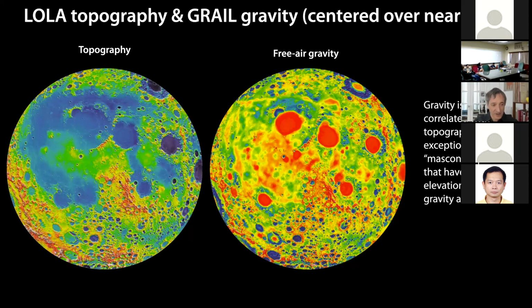Now, on the other hand, if you look at these kind of mountains with high standing topography over here, there's extra mass at the surface. When you look at the gravity field over here, this gives rise to an enhanced gravitational acceleration.